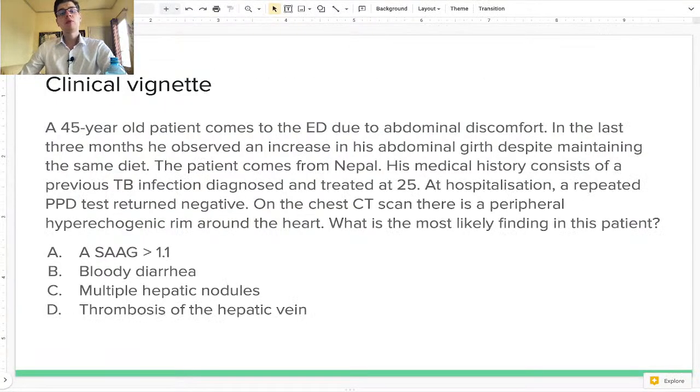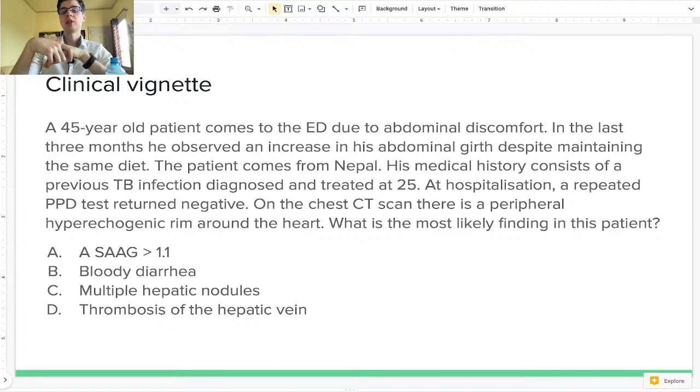This clinical vignette is about a 45-year-old patient who comes to the ED due to abdominal discomfort. In the last 3 months, he observed an increase in his abdominal girth despite maintaining the same diet. The patient comes from Nepal. His medical history consists of a previous TB infection diagnosed and treated at 25. At hospitalization, he repeated the PPD test, which returned negative. On the chest CT scan, there is a peripheral hyperechogenic rim around the heart. What is the most likely finding in this patient?